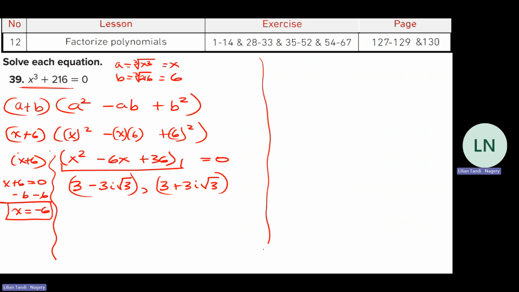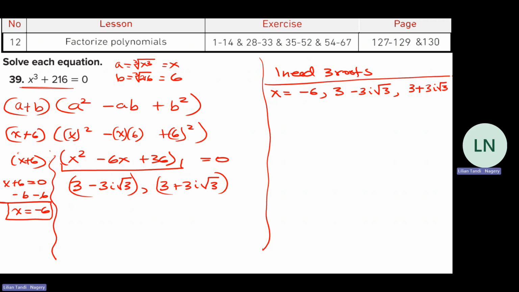So write your answer. I need 3 roots because my degree is 3. So my first root will be -6, then 3 minus 3i root 3, and then 3 plus 3i root 3. And this is my answer.